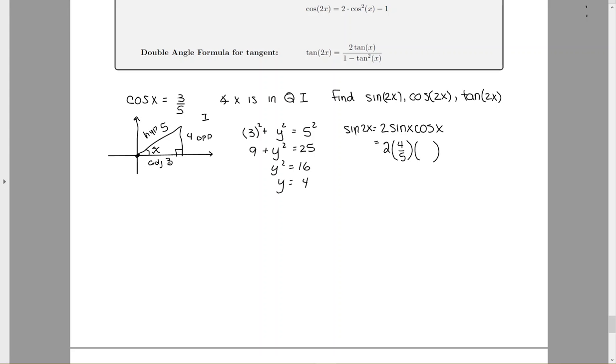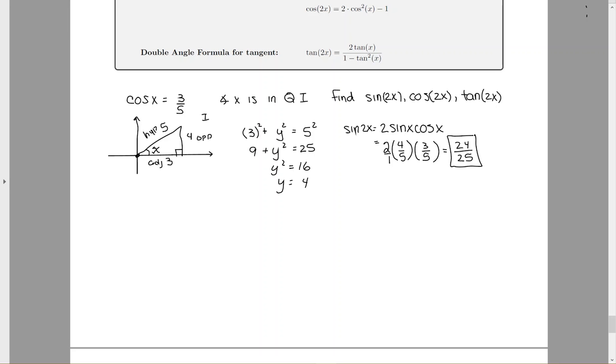And cosine is adjacent over hypotenuse. So all I'm doing is putting in the ratios for those trig functions. All right, and then go ahead, multiply straight across. So I have 2 times 4 times 3, and then 1 times 5 times 5. And so that's the double angle formula.